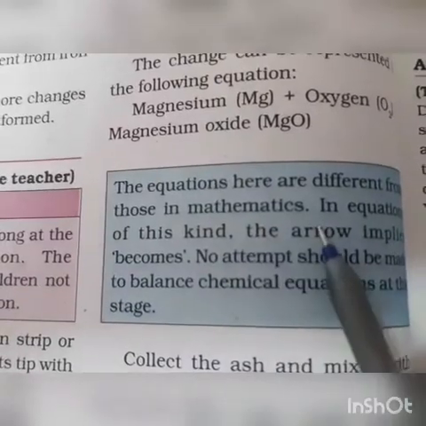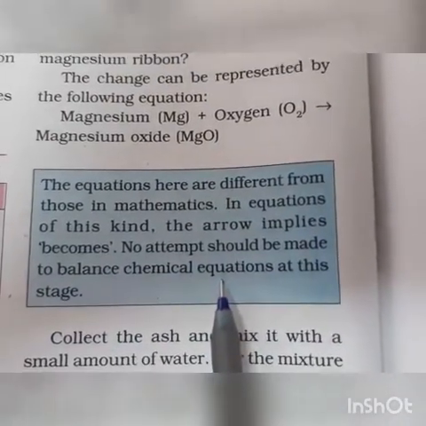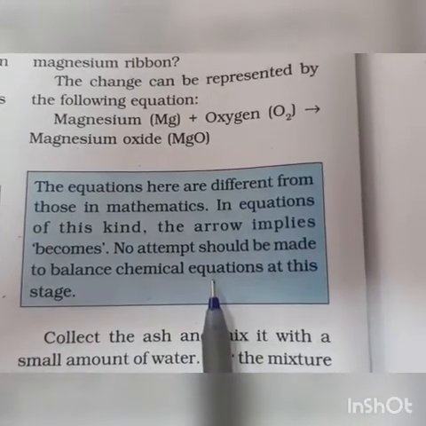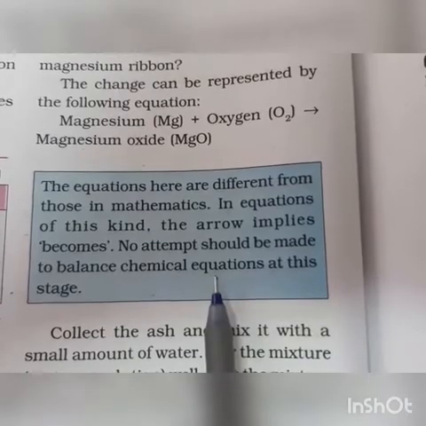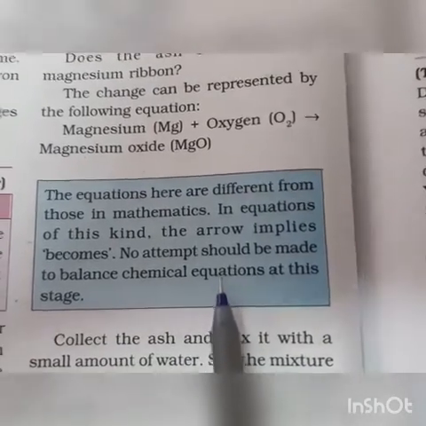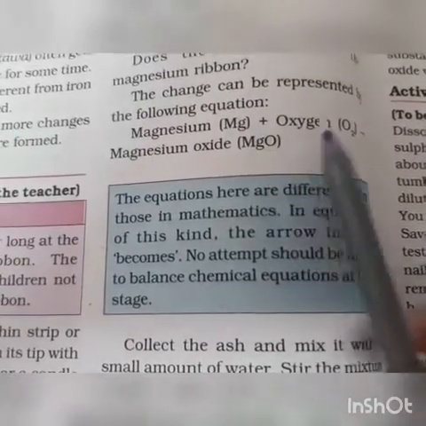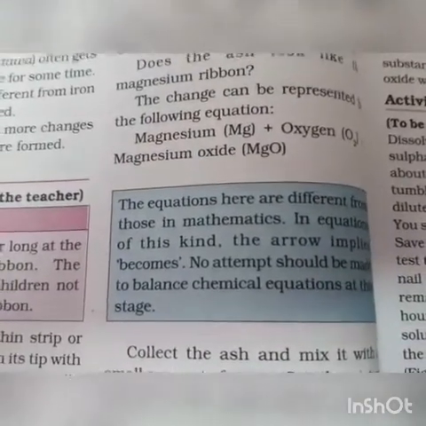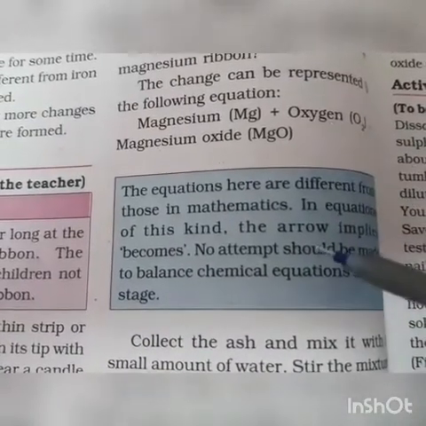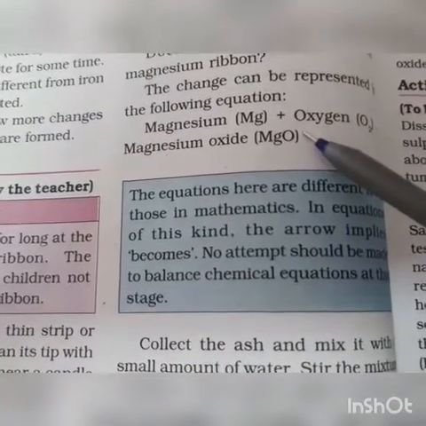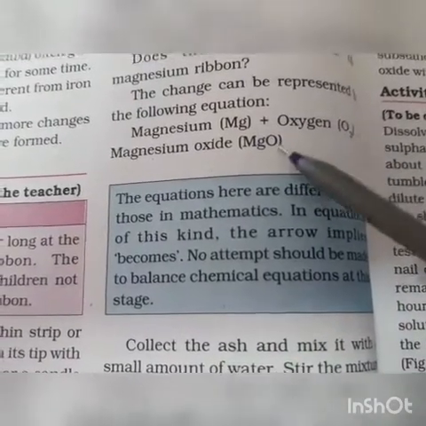The equations here are different from those in mathematics. In equations of this kind, the arrow implies becomes. No attempt should be made to balance chemical equations at this stage. As I told you, about this arrow, in maths when we write any equation we write equal to, but this is different from the equations given in maths. Here simple equations are there. Here you are not going to study the detailed equation, so no need to balance.